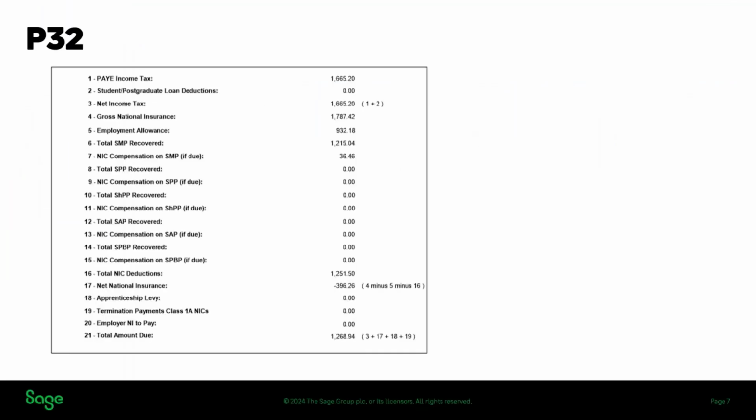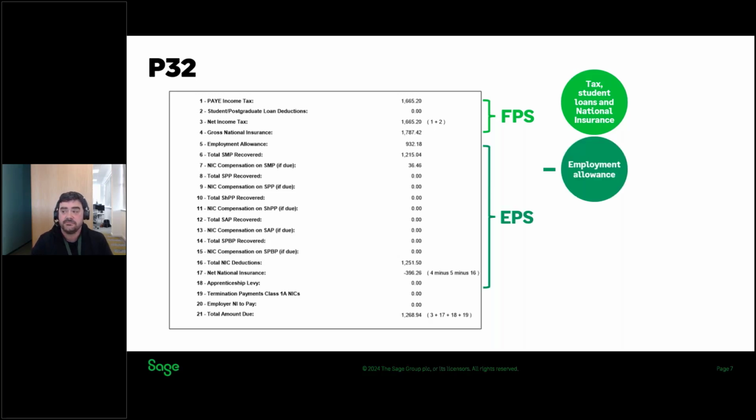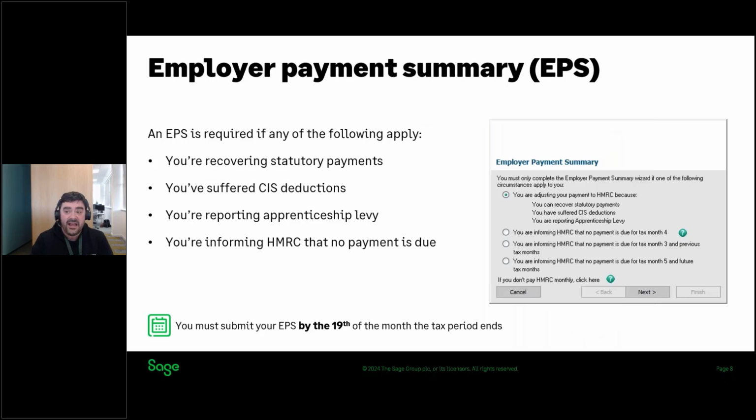So that is the P32 report. So just to recap there, you've got your tax, student loans and national insurance contributions. You then deduct any employment allowance you're claiming for this period, statutory payments recovered, add on any apprenticeship levy, and that is your total amount to pay. And because we've recovered a statutory payment, and the same would be true if we had paid apprenticeship levy, this month we do need to submit an EPS or employer payment summary. So that's what we're going to take a look at next.